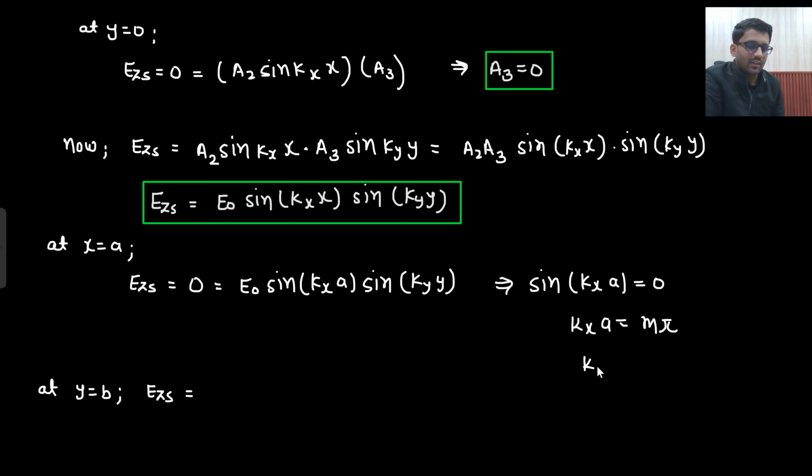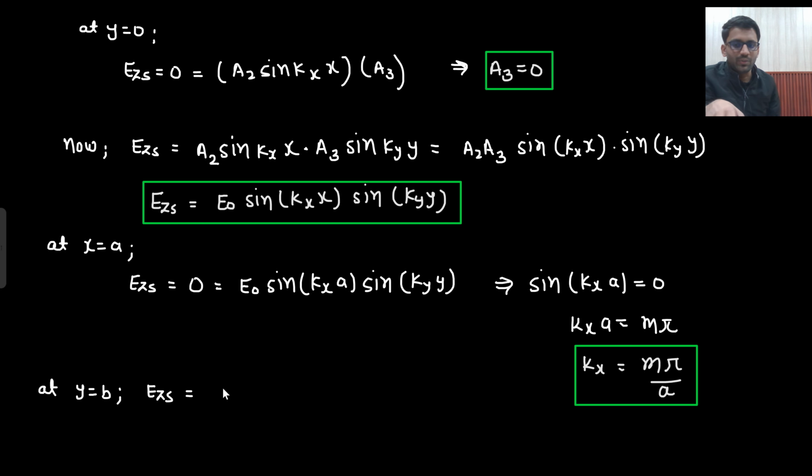So kx is equal to m pi by a. So the kx value I am getting is m pi by a. Similarly, at y equals b, you will put this equal to 0. You are putting the value of y, so you cannot comment about anything about x. So x will remain as it is. Then this term will have to go to 0.